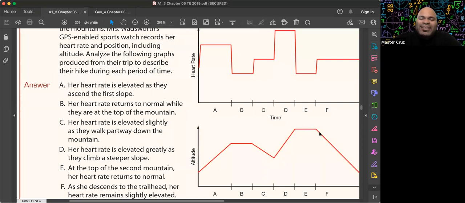And then as she descends the trail, right, her heart rate remains slightly elevated, but it's not as bad as when you're climbing. So this is how you will read a graph. I hope that this helps. If you need additional help understanding graphs and how to talk about x and then about y, like as time passes, the heart rate gets elevated. As time passes, the altitude gets elevated, or it stays the same, or as time passes, the altitude goes down. That's how you read those things.